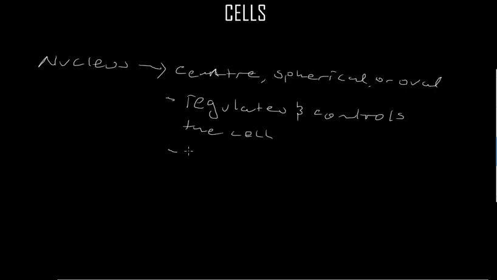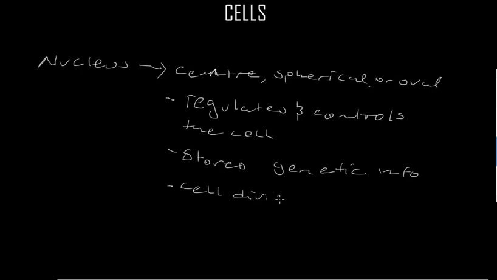So the nucleus stores really important information in the form of genetic information, or DNA or RNA. This is the second use of the nucleus: it stores genetic information. And it also facilitates what is known as cell division.